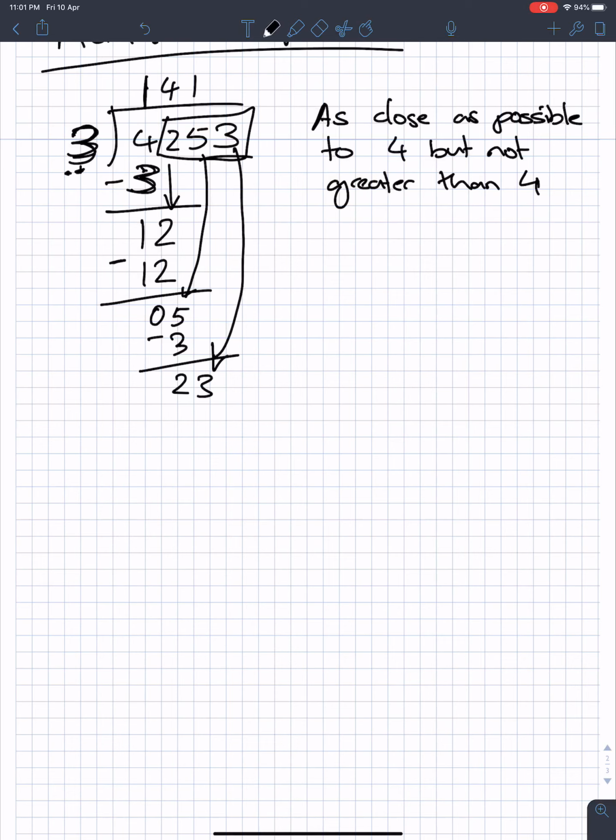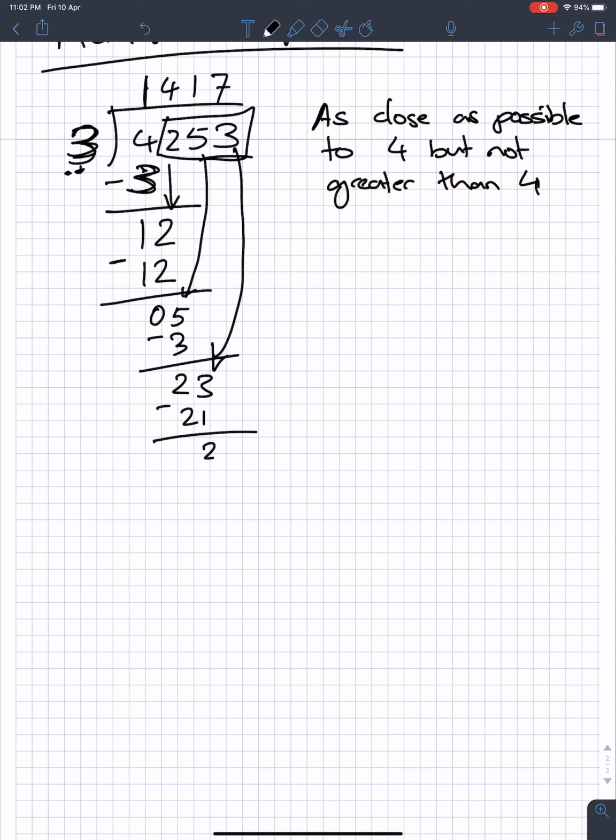So 23. This number becomes. So what number in your 3 times table is closest to 23? So 1 times 3 is 3, 2 times 3 is 6, 3 times 3 is 9, 4 times 3 is 12, 5 times 3 is 15, 6 times 3 is 18, 7 times 3 is 21, 8 times 3 is 24. 24 is too big, so 7 times 3 would fit nicely. 7 times 3 is 21. Okay, subtract these two and you're left with 2.